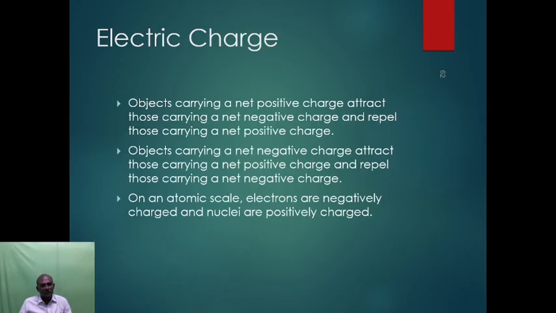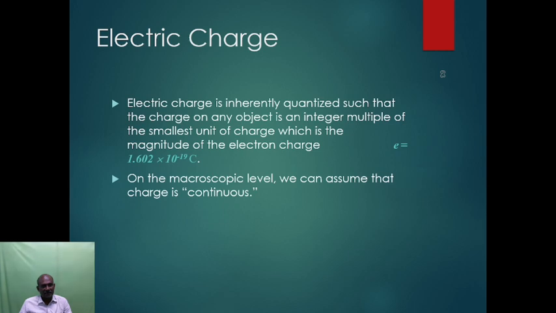If the two charges are positive, they are like charges, and they repel each other. If one is positive and another one is negative, they are attracted towards each other. The charge of one electron is 1.6 into 10 power minus 19 coulomb.